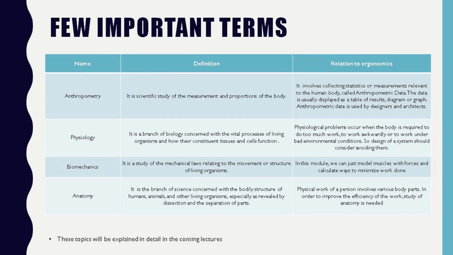Anthropometry, if we have to give it in one statement, we will describe as the scientific study of the measurement and proportion of the human body. And what is its relation to ergonomics? It involves collecting statistics or measurements relevant to the human body, which we call anthropometric data. This data is usually displayed as a table of results, diagram or graph. This anthropometric data is very important for designers and architects.